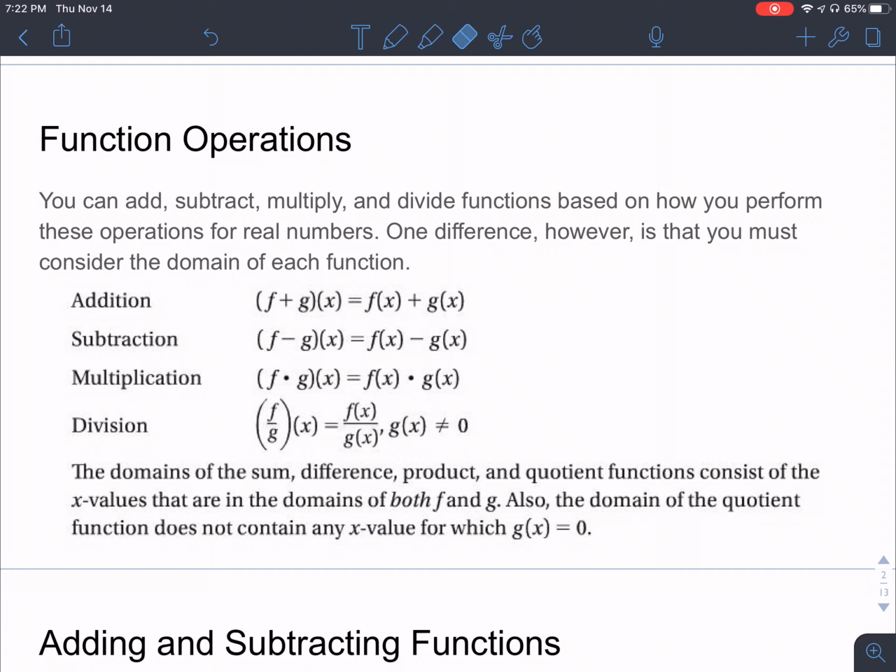For instance, if I was adding things, I would just add the functions together. If I was subtracting functions, I would literally just subtract the functions. Multiplication, I would multiply them together, and division, I would divide the function. Now, the part that I mentioned, you have to consider the domain of each function.